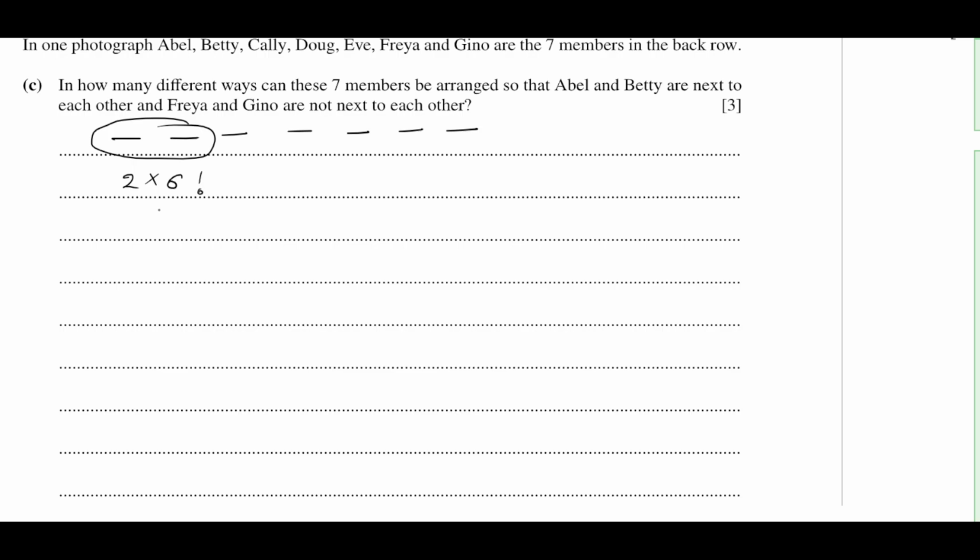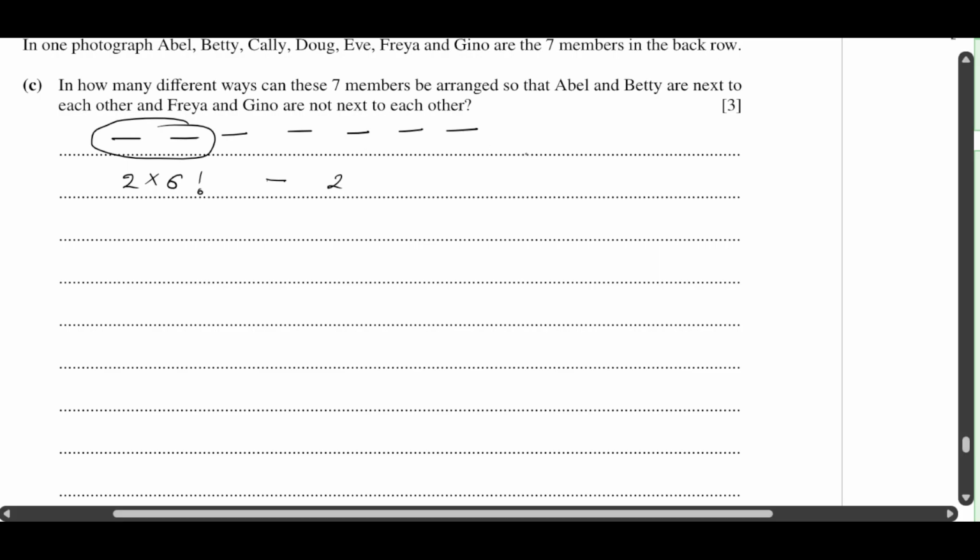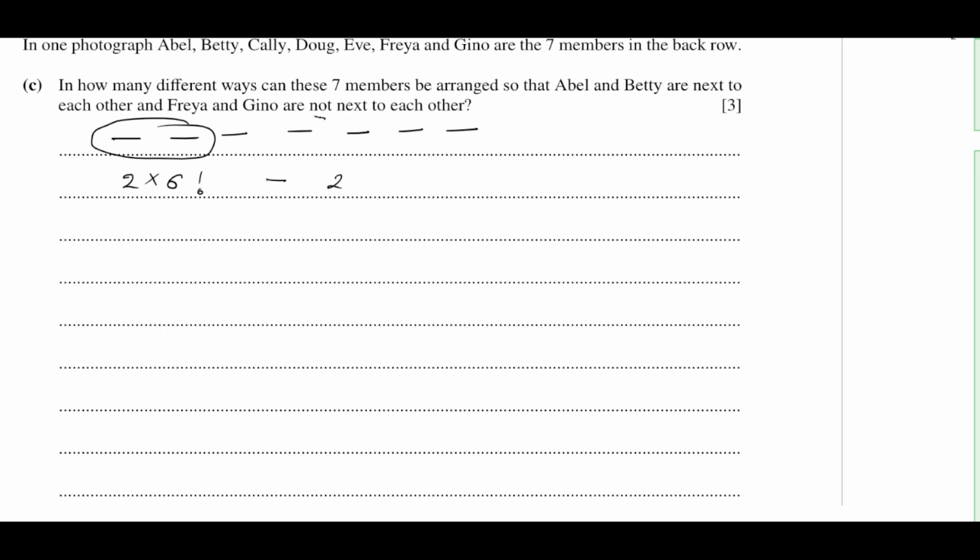Now, this includes those cases in which Freya and Guido are also together. I do not want that condition, so I will subtract it. That condition is that Abel and Betty are together, and they can interchange their positions, and then Freya and Guido are also together. Suppose this is Freya and Guido.